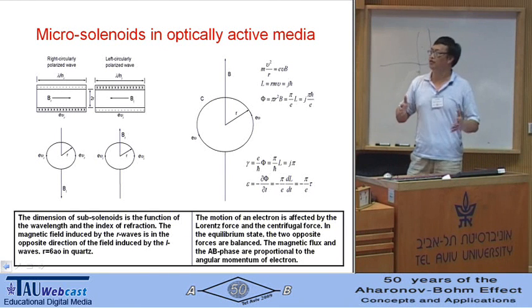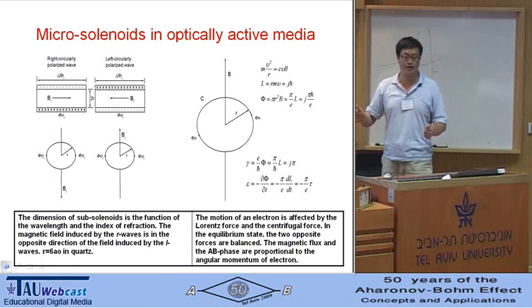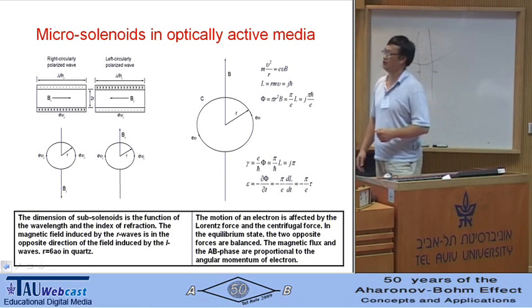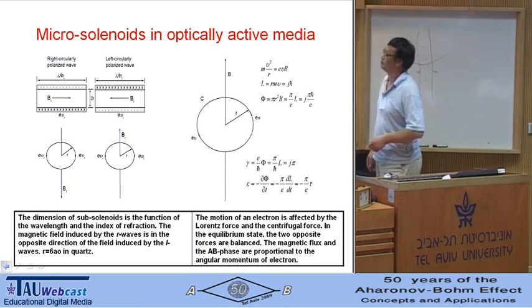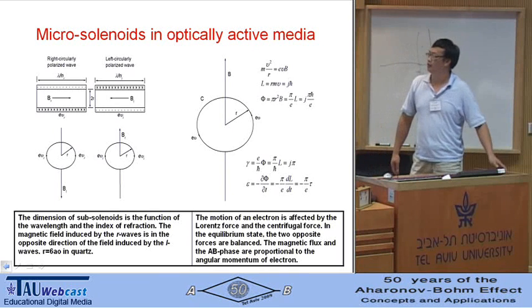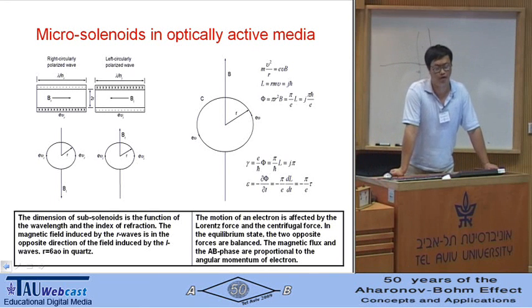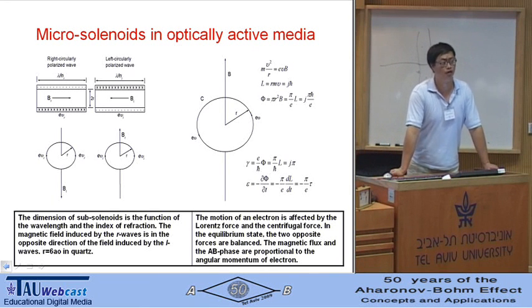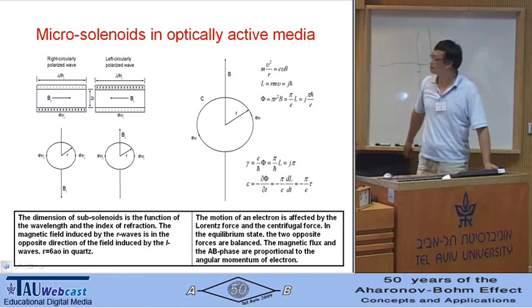When the incident beam is reflected back, the optical rotation vanishes. In the normal Faraday effect, the optical rotation is doubled after reflection.